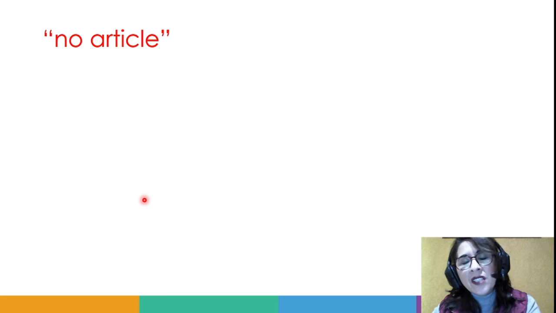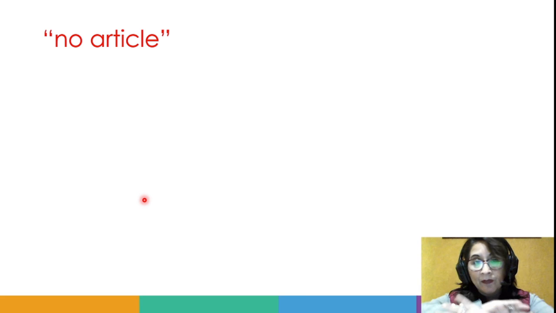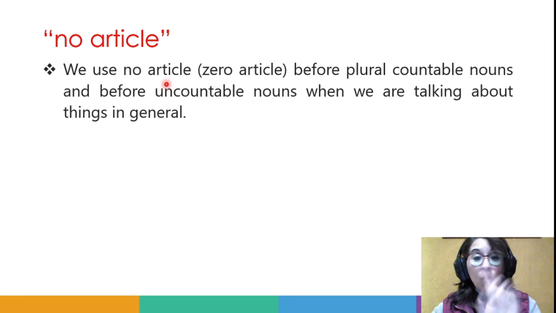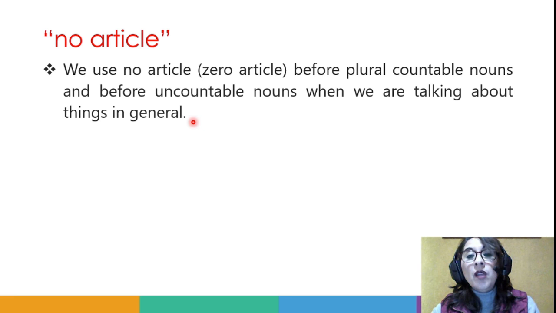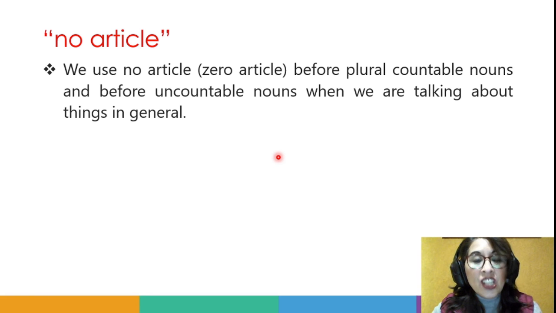But in some cases, you are not going to use "a", "an", or "the". So you don't have to use any article, no article. So we use no article, zero article, before plural countable nouns and before uncountable nouns when we are talking about things in general.